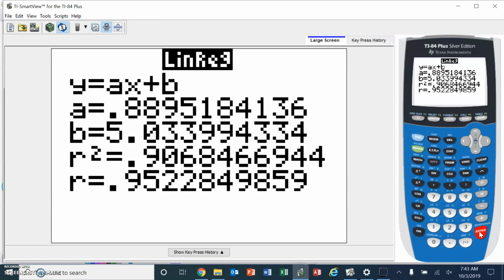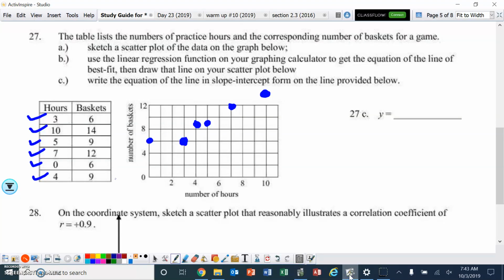There it is. Here's my A. That's my slope or my rate of change. Here's my B, and then my correlation is underneath, but I don't think we needed the correlation for this one. All right, so let's go back. Then get the equation. Let's round it. So it's 0.89x plus 5.03.